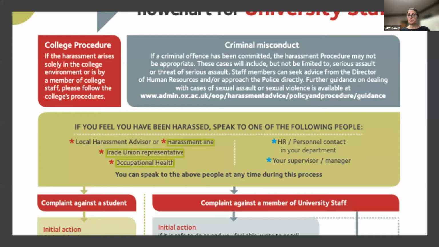If, however, this is a serious case, or if that isn't appropriate, or if that hasn't resolved the issue, you may also make a formal complaint. All of this information is available both on the harassment flowchart and also on the university's harassment web pages. So I do encourage you to have a look at those.